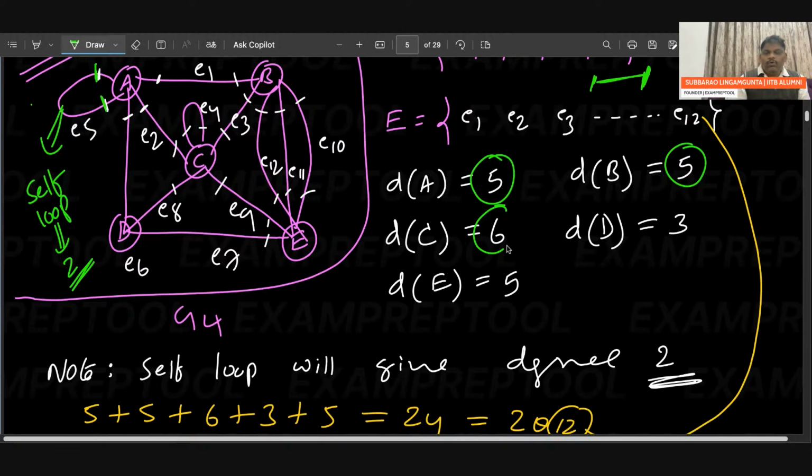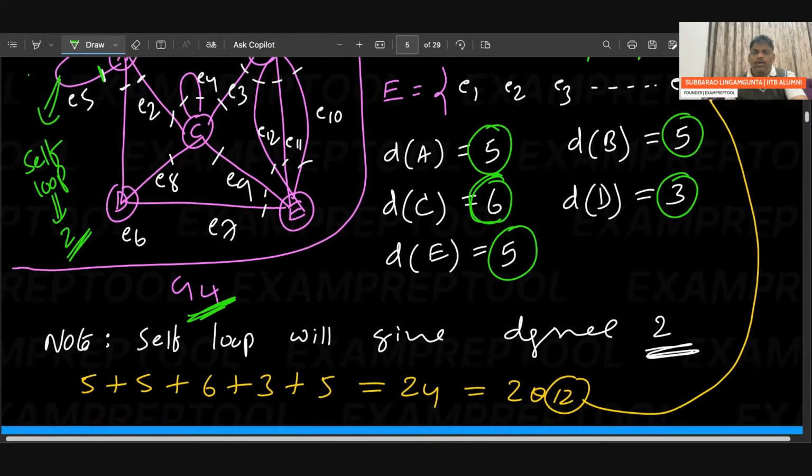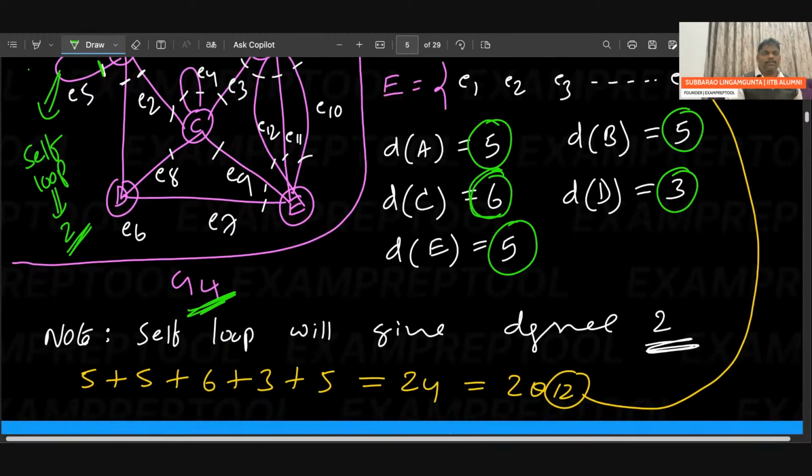So the degree of C is 6, I think 4 plus 2 is 6. Degree of D is 3. Degree of E, I think 3 plus 2 is 5. So for this graph, the sum of degrees, if you count, became 24, which is 2 into 12, where 12 is the number of edges. So remember, self loop will count degree by 2.